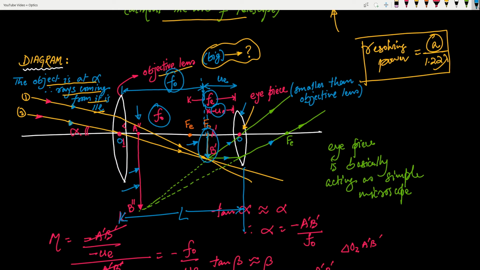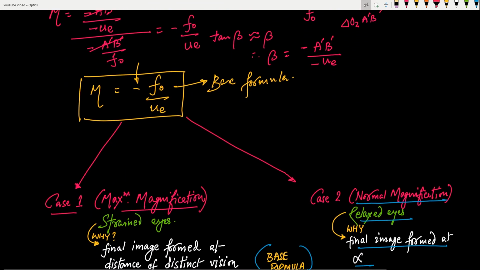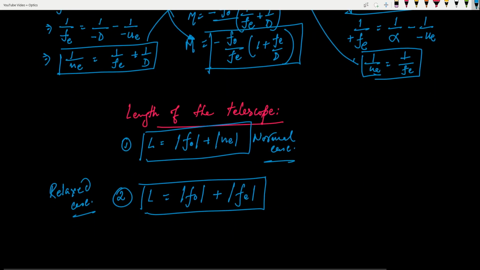Now for the relaxed case scenario, we have seen that this uE, that is the virtual object distance, is formed at fE. Only then do we get the final image at infinity. So this will be converted to fE. That's why we got the length of the telescope to be fO plus fE. Simple as that. So if in the question uE is not mentioned and only fO and fE are mentioned, then the length of the telescope will be found using this formula. I hope this is clear. So this is all about the concept of the refracting telescope, which is the most important telescope, and mostly questions are asked from this part.